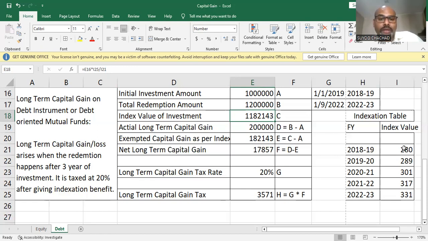Now, this gain is basically exempted, and whatever remaining or extra return is generated by your investment will be taxable. So 17,857 is the taxable amount, and 20% of this amount is your tax liability. So here, in this case, 2,571 is the tax plus education cess you need to pay as long-term capital gain tax on your debt instruments. So thank you.